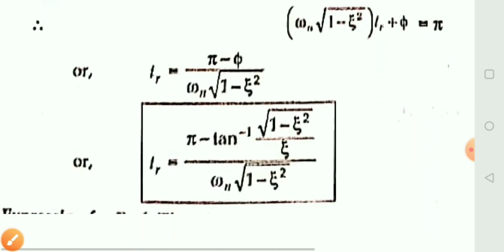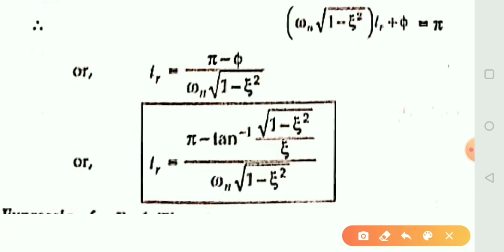So this is the rise time, and we know that here the value of phi is tan inverse of under root of 1 minus zeta square over zeta. So this is the final value of our rise time, and we can say this is the expression for the rise time. Rise time is the time taken to rise from 0 to its 100% value.